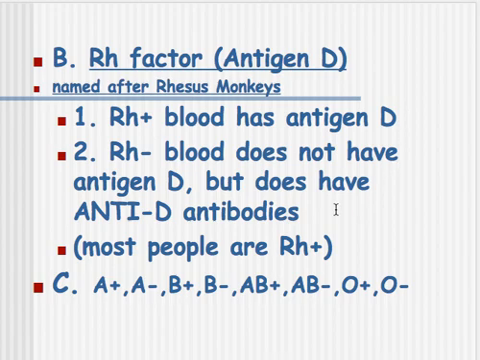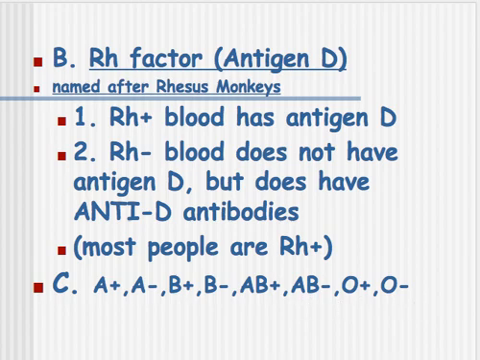And here's where it says that you do not have anti-D antibodies. So most people are Rh positive. I did in fact test my blood and I am O positive, so I am like most people. So there are 8 different types of blood: A positive, A negative, B positive, B negative, AB positive, AB negative, O positive, and O negative.